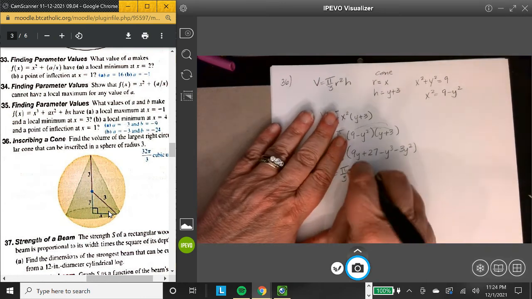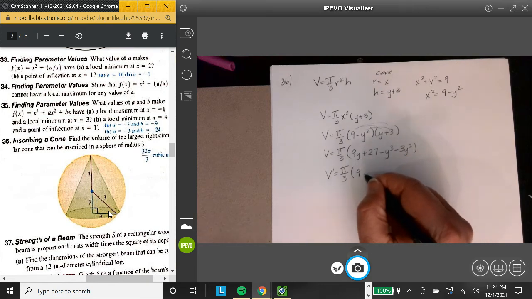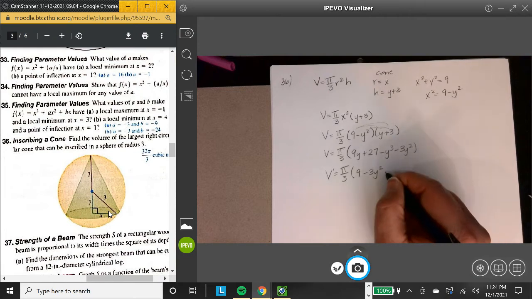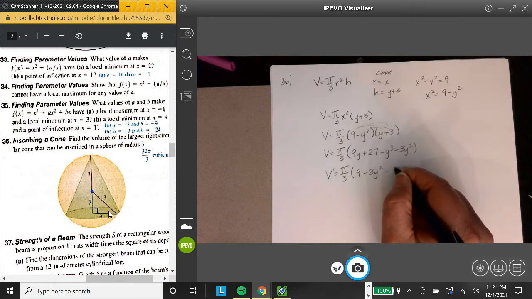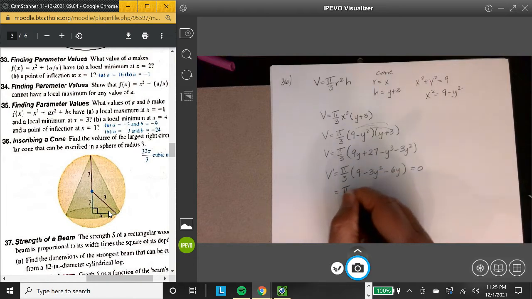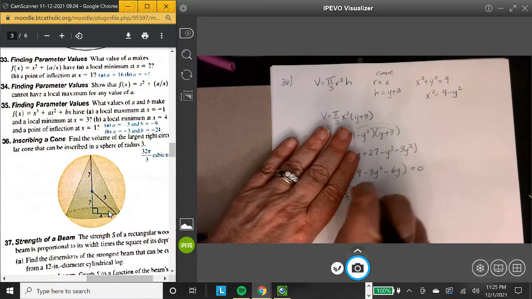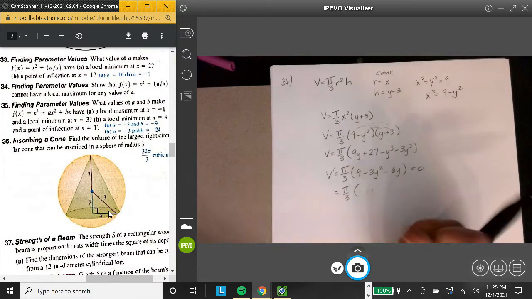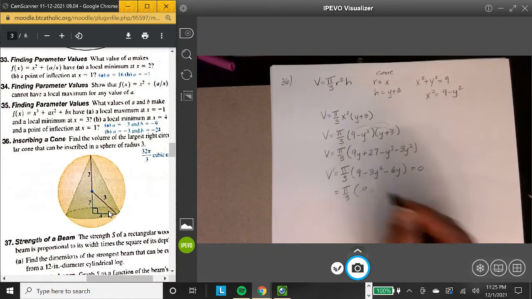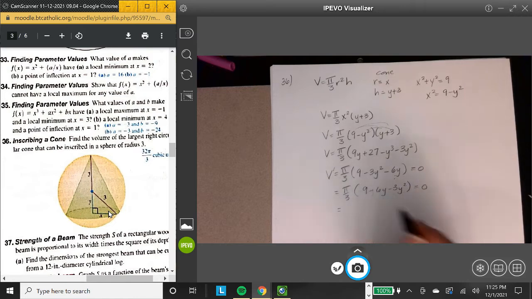All right, volume equals pi over 3 times, I'm going to put it in order, well, I can just take the derivative here. Let's do v prime. This is 9, derivative of 27 is 0, minus 3y squared, minus 6y. Set it equal to 0. We get pi over 3 times, this is negative 3y squared. Well, let's put them in order. 9 minus 6y minus 3y squared equals 0. All right, we're going to factor this.